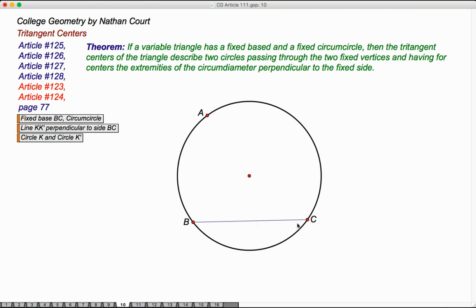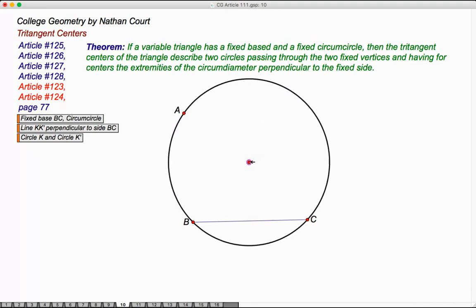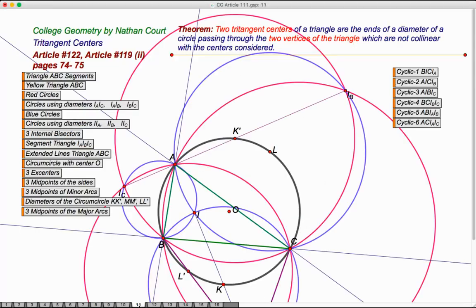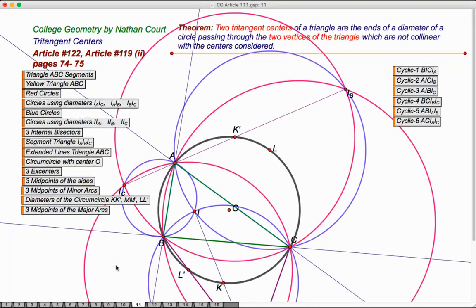a fixed base here, BC, and A is just dependent on this circumcircle, okay? And we know that for as long as we construct a circle that passes through B and C, then A will always be dependent on this circumcircle, okay? So that's what it is. So it would be best that we go back to Article 122. And this is Article 122.